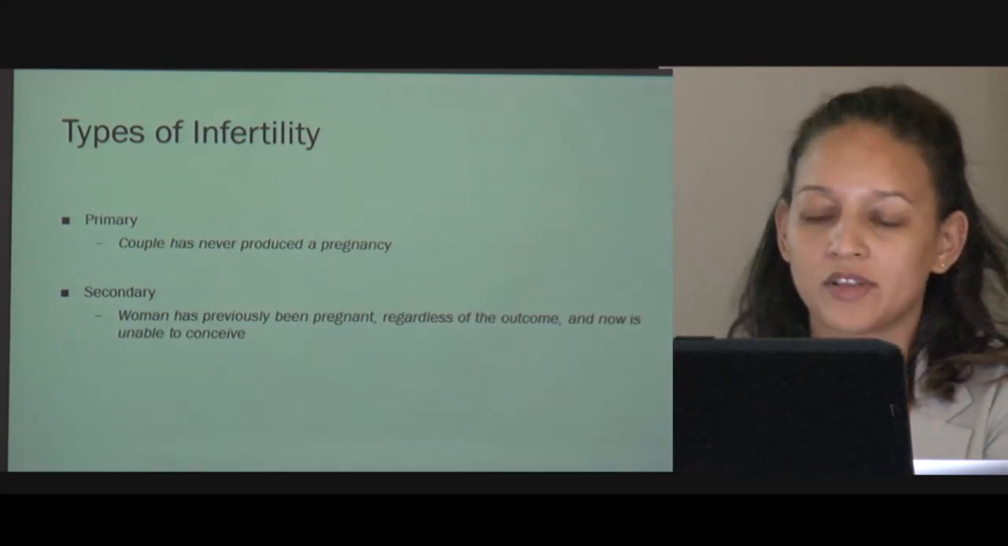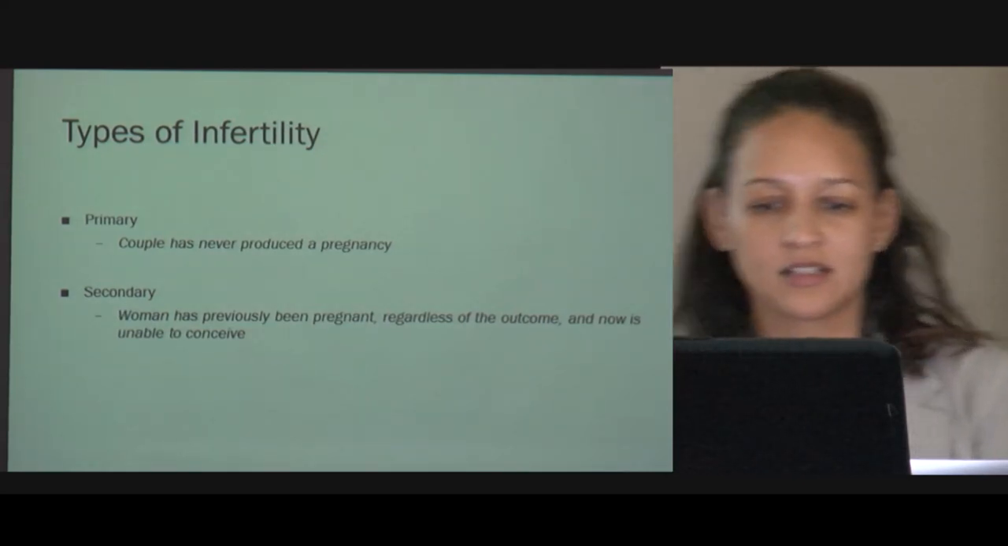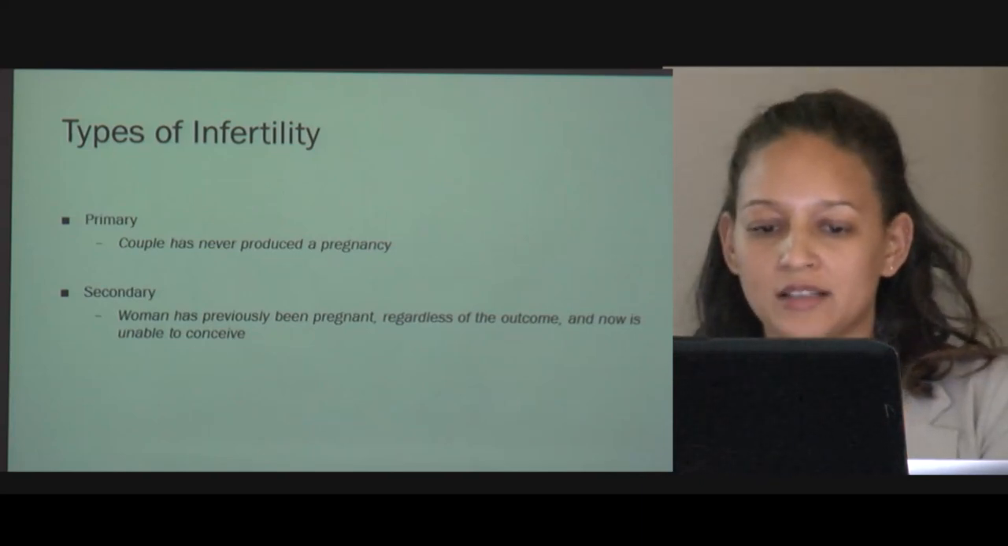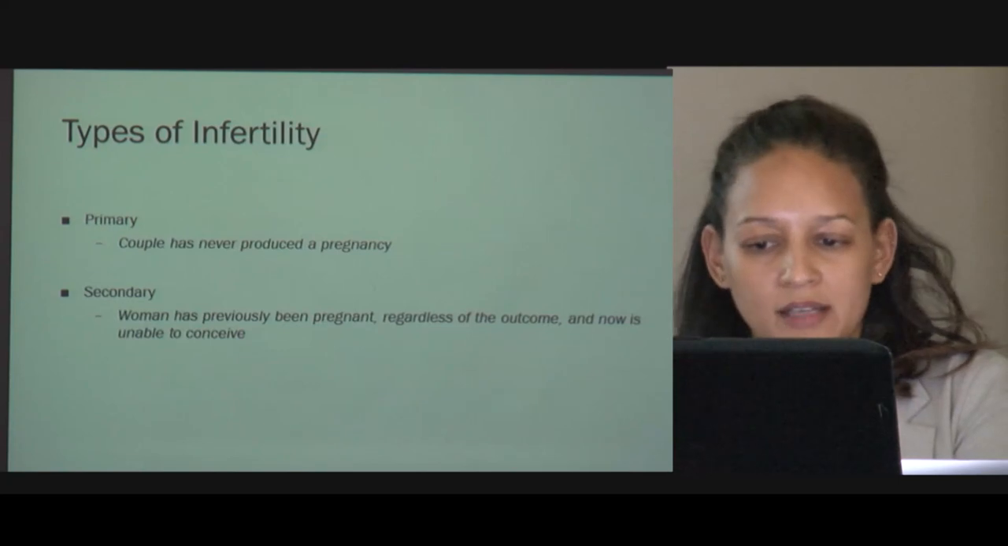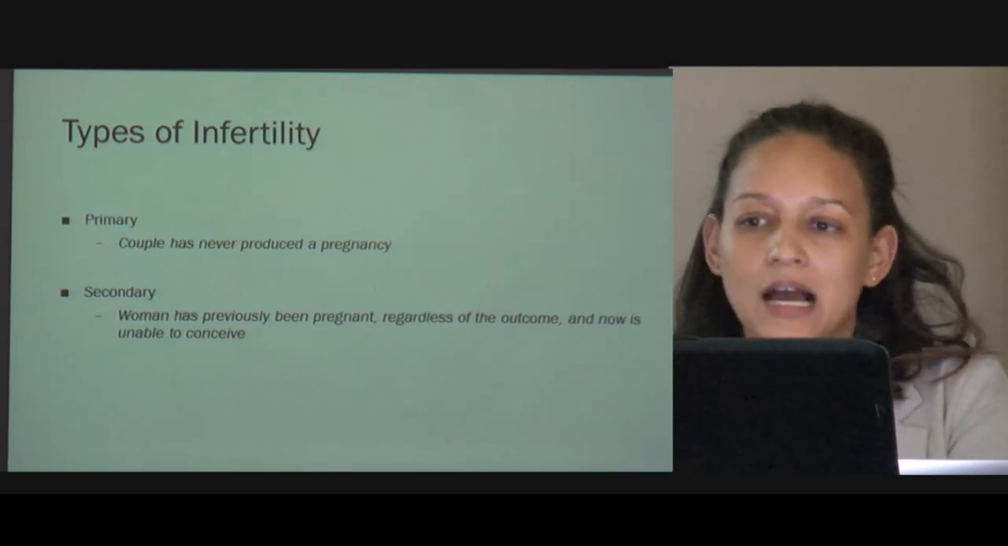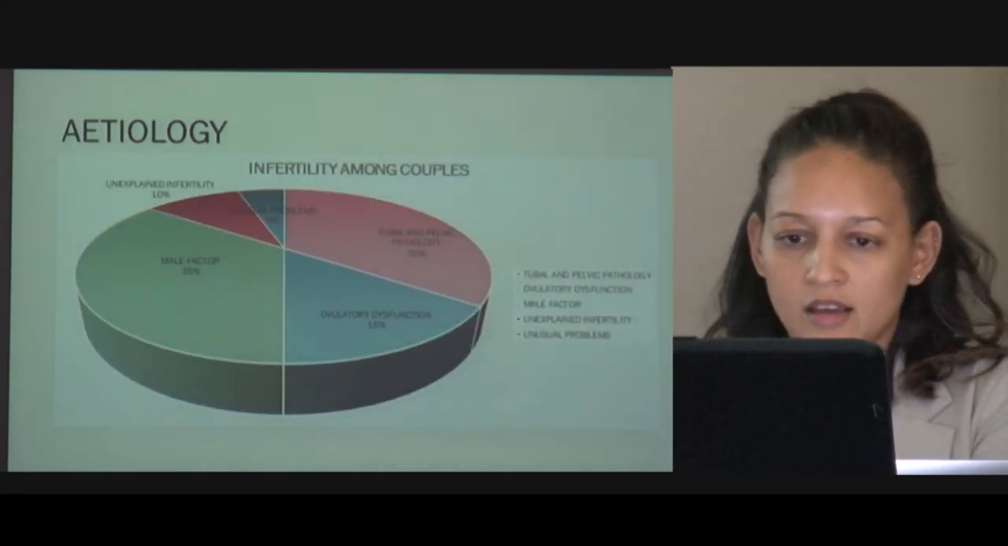There are two types of infertility. We have primary infertility, where the couple has never produced a pregnancy, and secondary infertility, where a woman has previously been pregnant regardless of the outcome and is now unable to conceive.